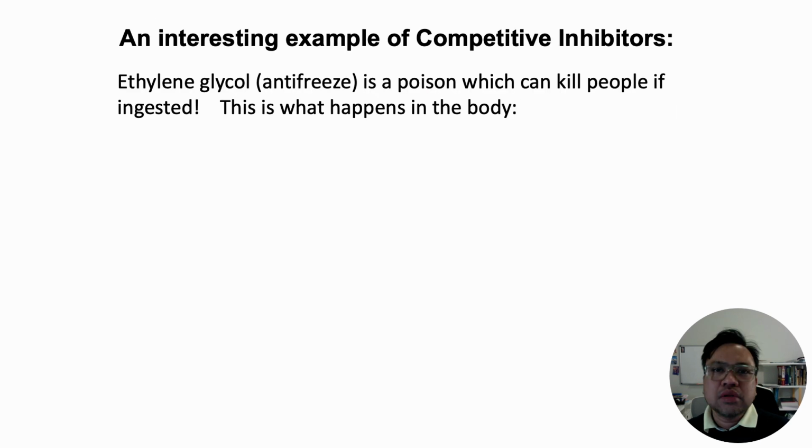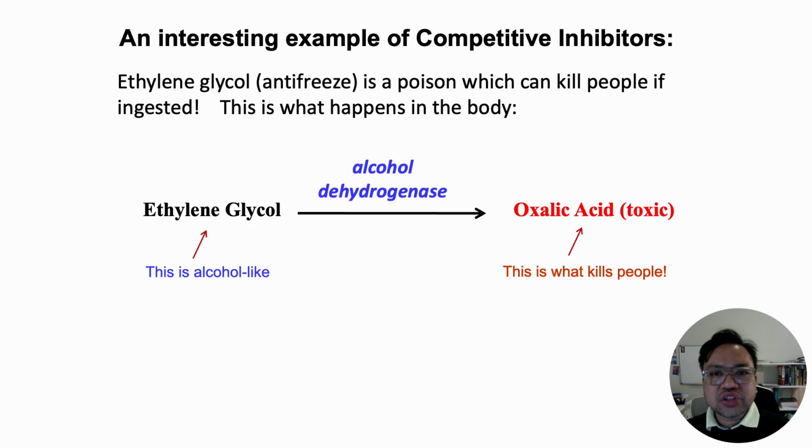the inhibitor. This is how ethylene glycol, which is found in antifreeze, becomes toxic in the body due to enzyme activity. When ingested, alcohol dehydrogenase converts ethylene glycol into oxalic acid, a highly toxic compound that can be fatal.